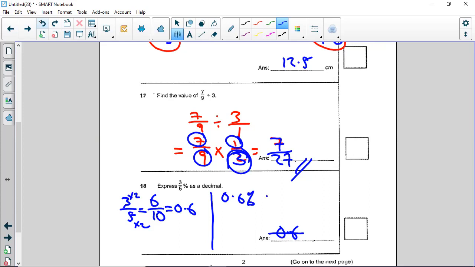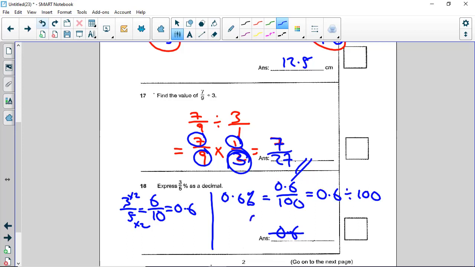All right, then what do you do? Then change the percentage into a fraction, which is 0.6 over 100. Change it into a fraction, which is out of 100. And what is this fraction about? Fraction means dividing. It means 0.6 divided by 100. And then shift the decimal point to the left.